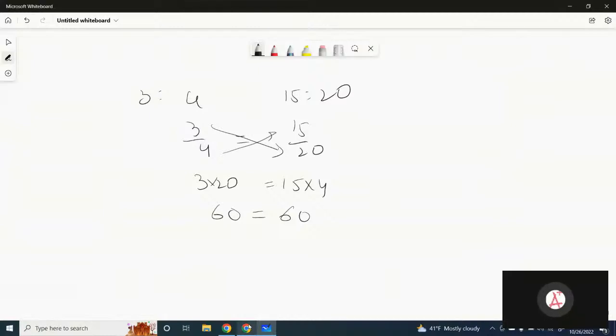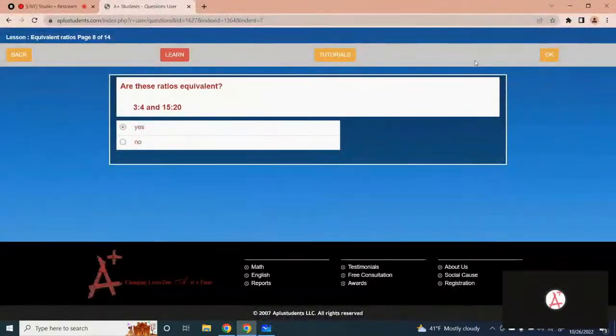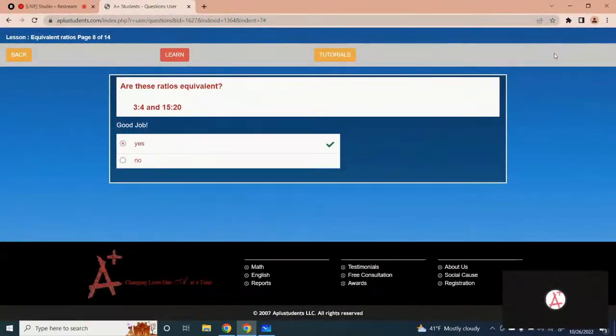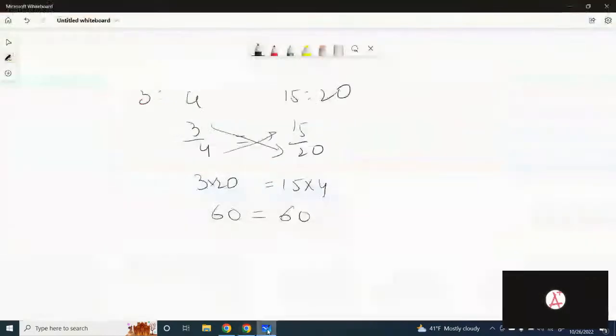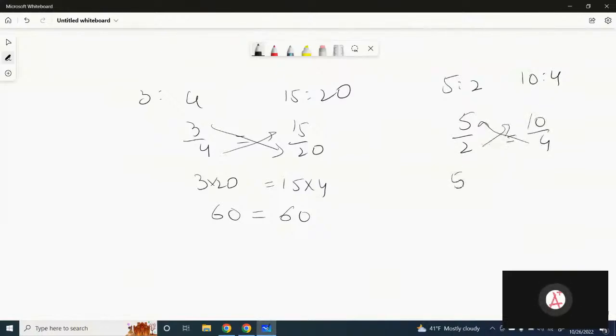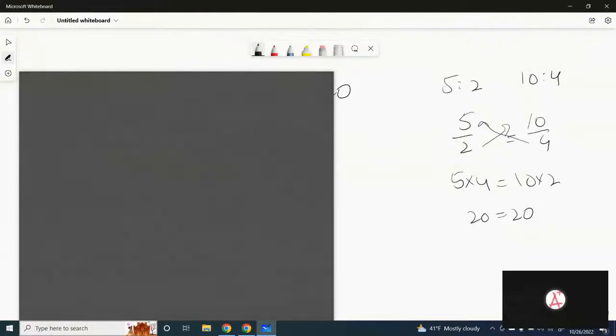So select the correct option and then click on the OK button. 5 to 2 and 10 to 4. Okay, so you have to write them in fractional form. It would be 5 by 2 and 10 by 4. You just do cross multiplication. So 5 times 4 equals 10 times 2. 5 times 4 is 20 and 10 times 2 is 20. Yes, they are equivalent. Got it?